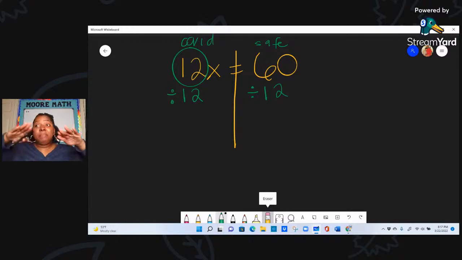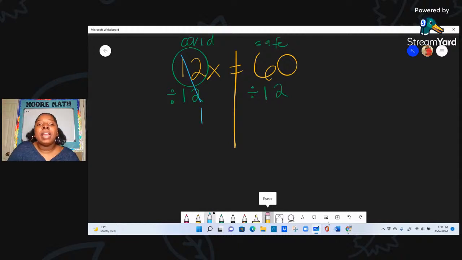Okay, because I have to keep it balanced. Whatever I do to the left side, I have to do to the right. You see that equal sign in the middle there? It means that what's on the left is balanced with what's on the right. So if I do one thing to the left, I have to do it to the right. All right, so 12 divided by 12 is 1.